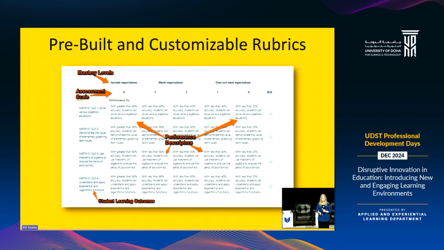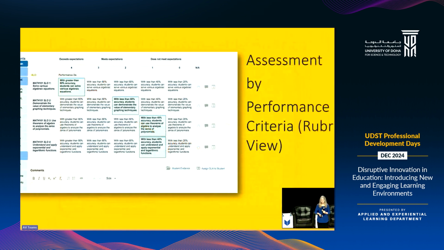This is just an example of one of the pre-built rubrics. It has your mastery level across the top, your assessment scale across the top, the performance descriptions, and your student learning outcomes. So this is an example of one from the system. It's by no means prescriptive. You can customize that in any way that you like.